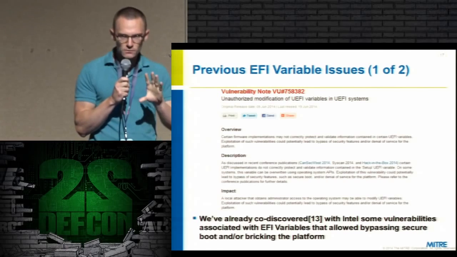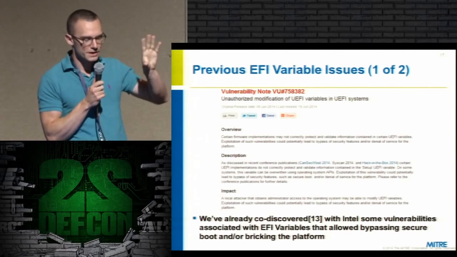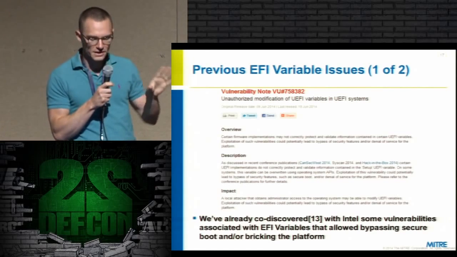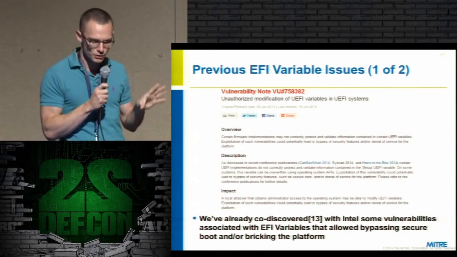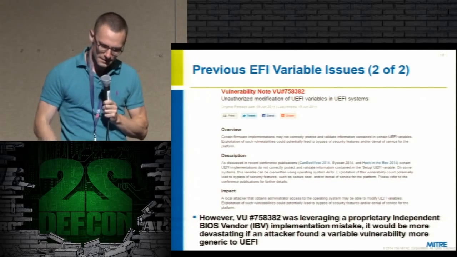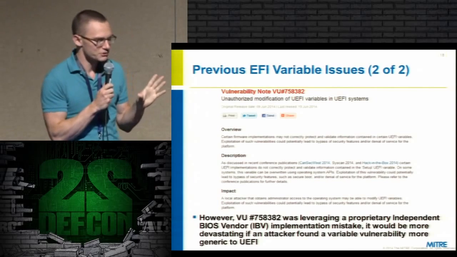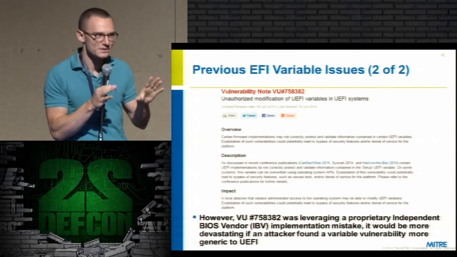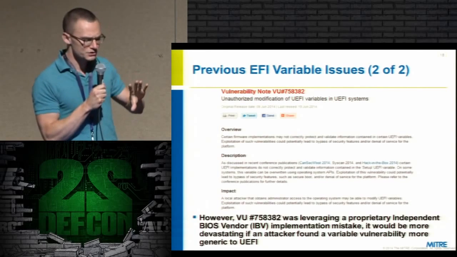Now, we've already found some vulnerabilities in this variable interface. One we found in particular was the setup variable that we co-discovered with Intel that allowed bypassing of secure boot. But to be frank, this vulnerability is probably only like a 5 out of 10 on the awesomeness scale that I showed you in the beginning, the Snare awesomeness scale, because it only lets you bypass secure boot.